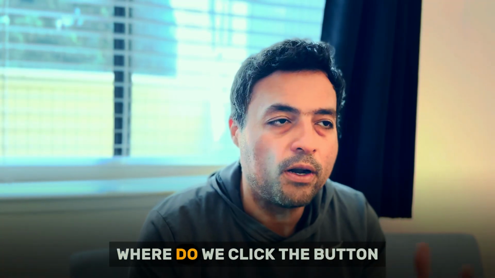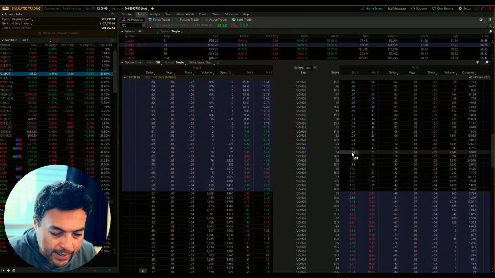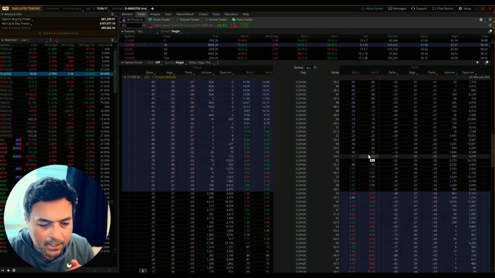How do we click the button? Where do we click the button? What do we actually do? This is exactly what we do in our trade. 16 delta. I like it. It is at a full strike, a full number. 54. Okay, great. That covers the expected move for us.